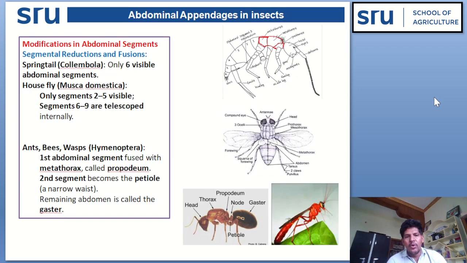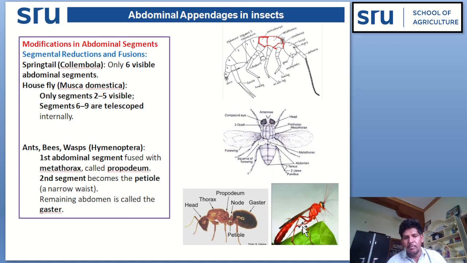See here certain modifications in abdominal segments. In springtail, that is Collembola, only 6 abdominal segments are visible. In housefly, that is Musca domestica, only 2 to 5 segments are visible and 6 to 9 segments are telescoped internally.